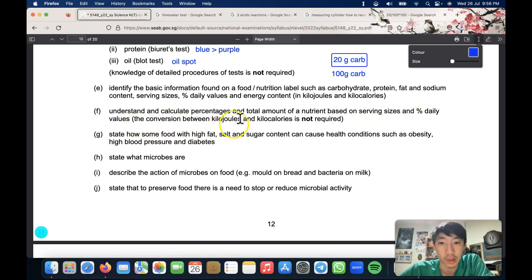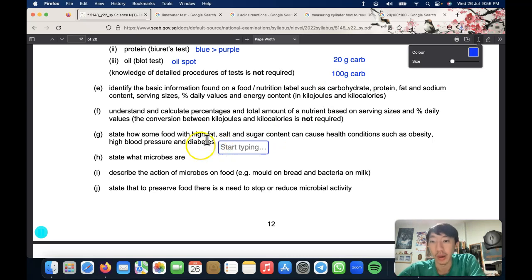Conversion is not required. Okay, yeah. So this is what we just did, right? I just showed you how to calculate the percentage of a nutrient based on its serving sizes. So like that, if you are only allowed to eat 100 grams of carbs, then you ate 20 grams. What is that percentage that you're actually eating?